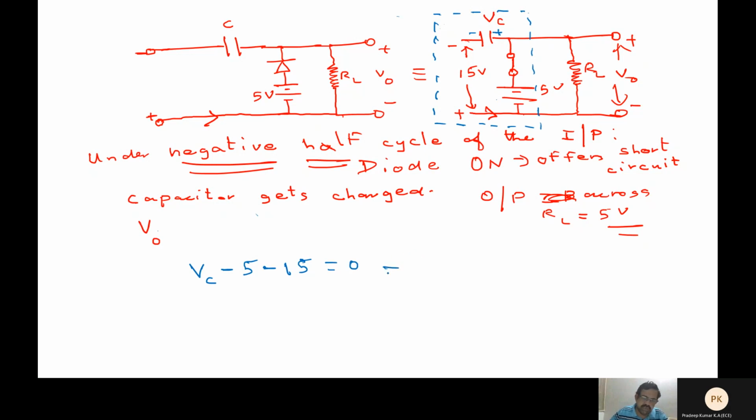So what will be the voltage across the capacitor once it is fully charged? The voltage across the capacitor once it is charged fully, this goes to the other side, it will become 20 volt. With this knowledge, let us proceed to the positive half cycle of the input.